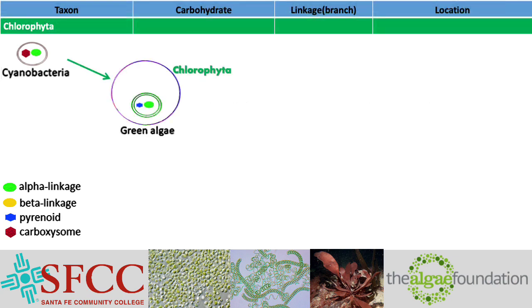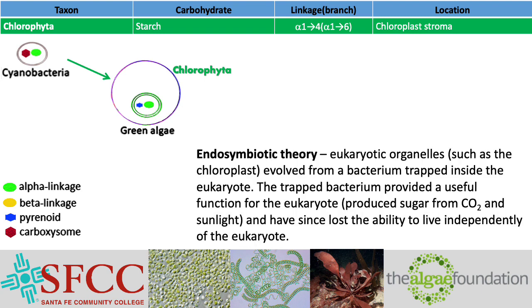The chlorophyte green algae store energy in starch with alpha-1,4 links and alpha-1,6 branch points. In green algae, the carbohydrates are stored in the stroma inside the chloroplast. This makes sense because according to the endosymbiotic theory, chloroplasts are descended from free-living cyanobacteria. The endosymbiotic theory states that eukaryotic organelles, such as the chloroplast, evolved from bacteria trapped inside the eukaryote.